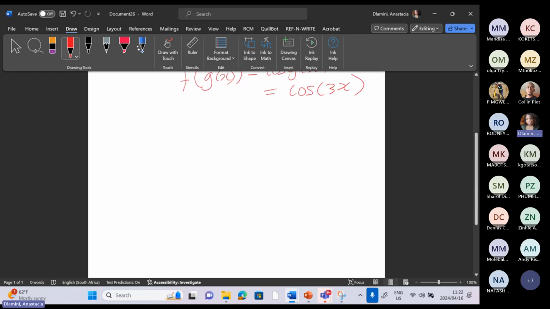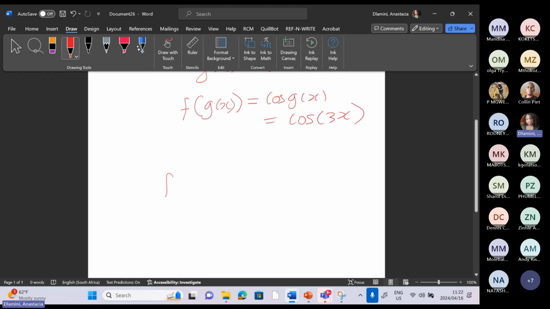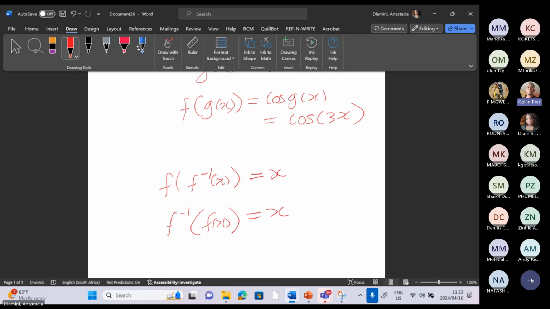There's a rule that says if you take the composition of the function and the inverse of that function, this will be equal to x. Or if you take the composition the other way round, with f of x inside, you still get x. Are we all together there, guys?